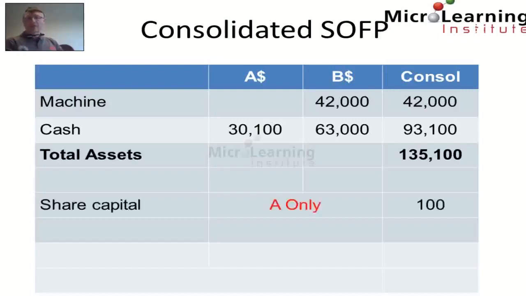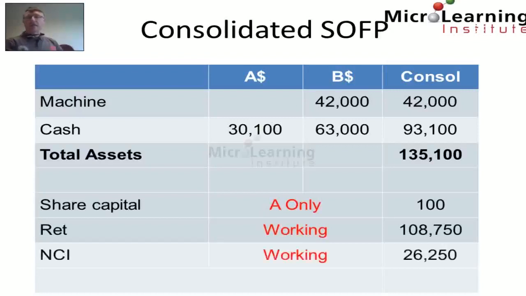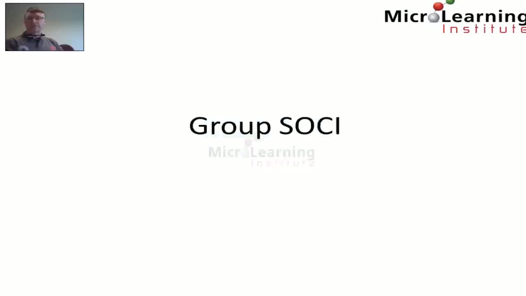$135,100. On the other side of the balance sheet, the share capital we recognize is only the share capital of Company A. The retained earnings from our previous working is 108,750. The non-controlling interest value to the statement of financial position at date of consolidation, again from our previous working, is 26,250. So therefore, our total liabilities and owner's equity add to 135,100. And this again is our consolidated statement of financial position.